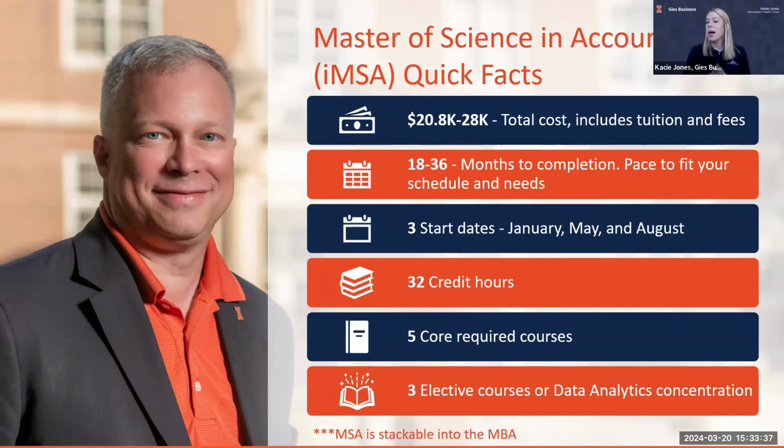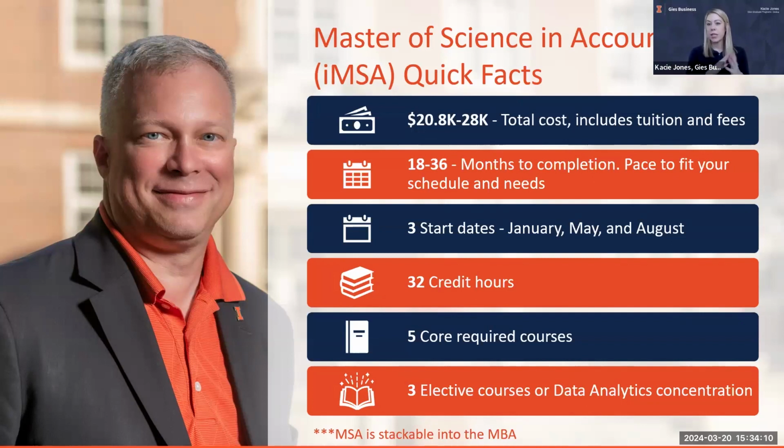Up next is a little bit more information on our Master of Science in Accountancy. This program is a total of 32 credit hours. It's designed to be completed in 18 to 36 months, but again, you have up to that 5-year window if desired. If you were to look at that 18-month timeline, you'd be taking 2 courses simultaneously. If you spread out over 3 years, you just need to take 1 course at a time.